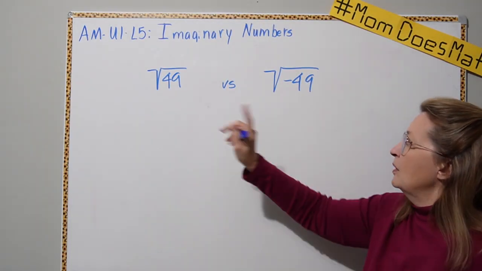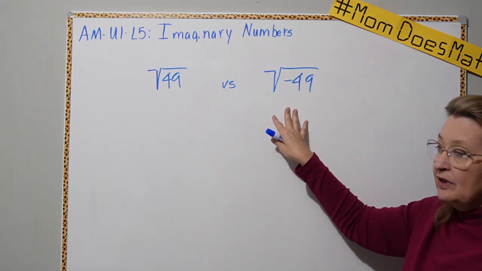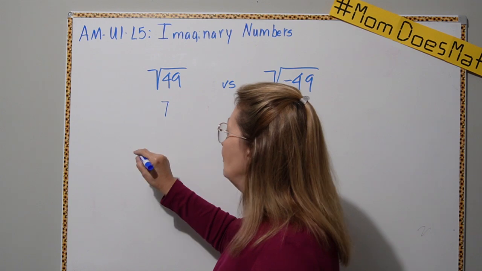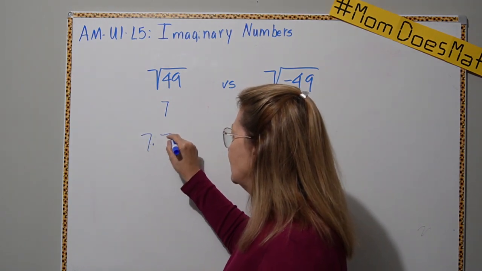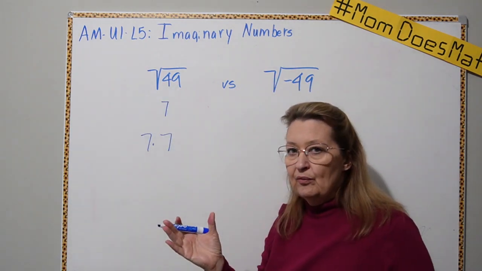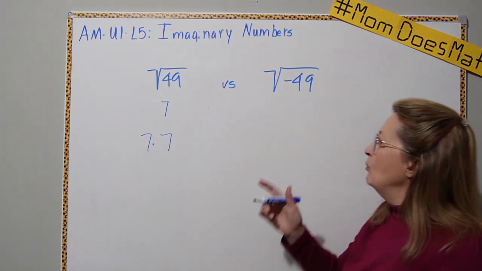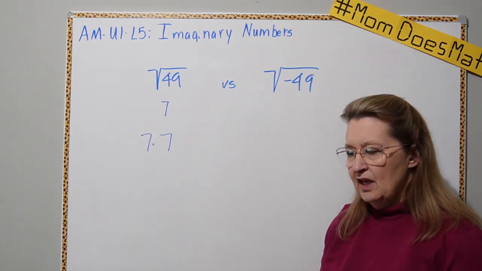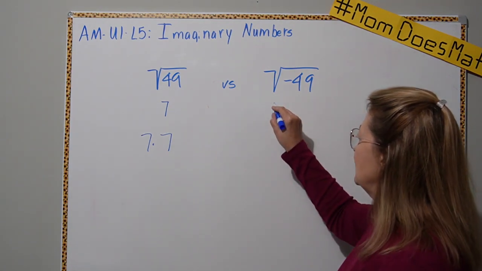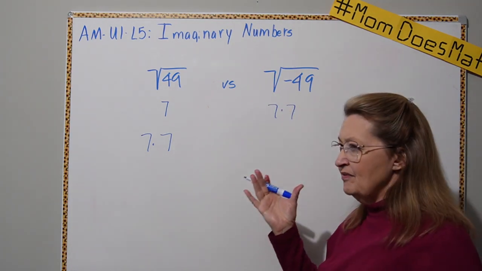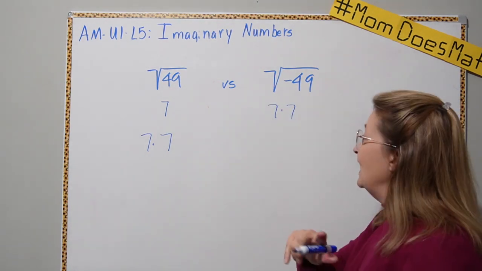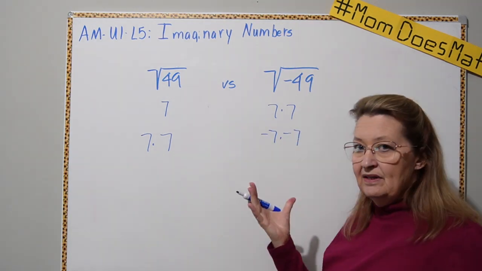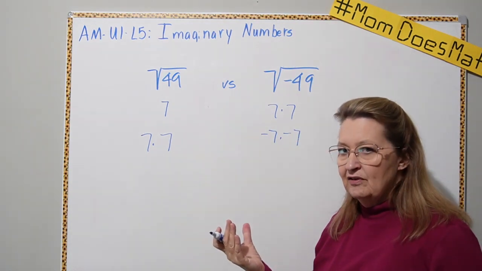Let's just look at these two numbers, the square root of 49 and the square root of -49. And you all know that the square root of 49 is 7 because 7 times 7 equals 49. All right. But what about -49? What would be the square root of -49? It can't be 7 times 7 because that's not -49. It also can't be -7 times -7 because that makes +49.